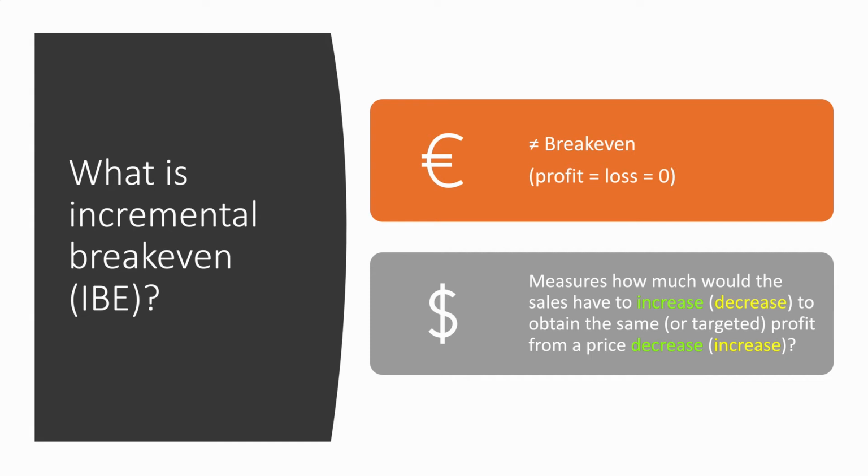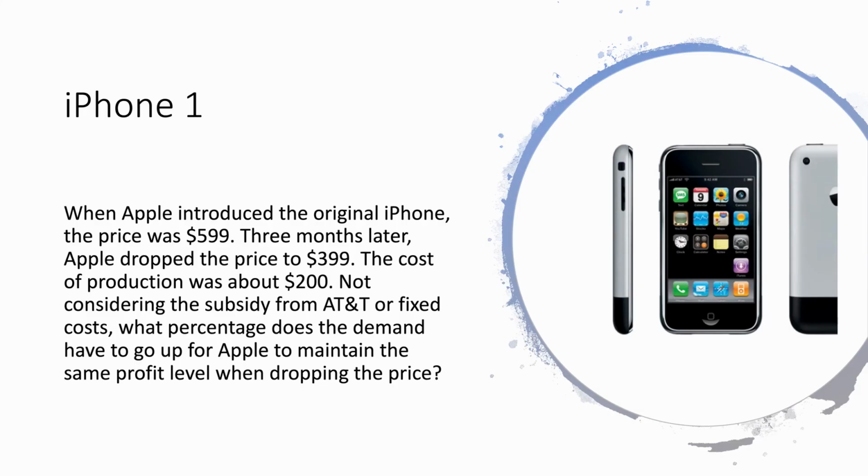Let me show you an example. iPhone 1. When the original iPhone was first introduced in the market, the price was $599. Three months later, Apple dropped the price to $399. Let's say the cost of production was about $200, not considering the subsidy from AT&T or all the miscellaneous fixed costs. The question is, what percentage does the demand have to go up for Apple to maintain the same profit level when dropping the price?